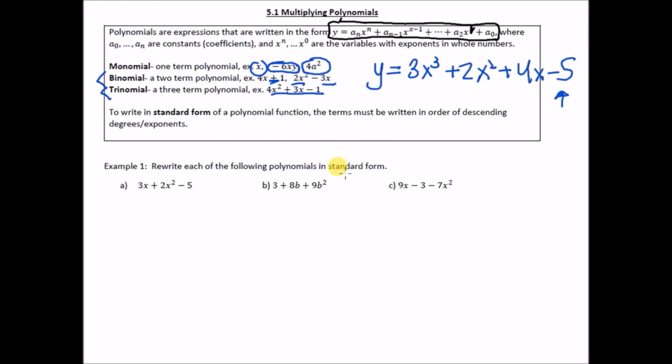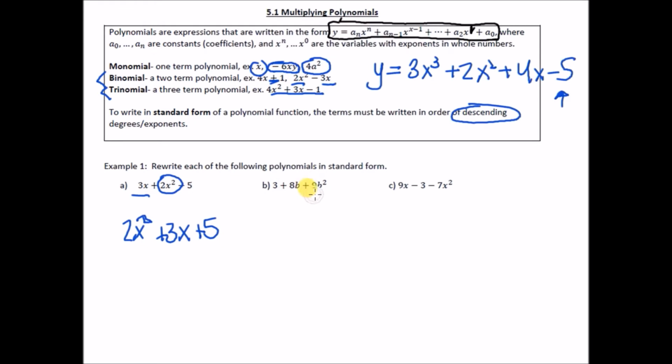To write a polynomial in standard form means that the terms must be written in order of descending degrees or exponents. So let's rewrite each of the following polynomials in standard form. For a, x squared is going to go first because it's the biggest exponent, then 3x, and then the constant always goes last, which is plus 5.